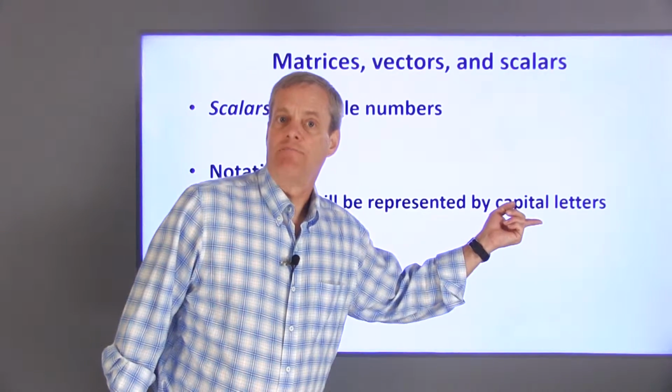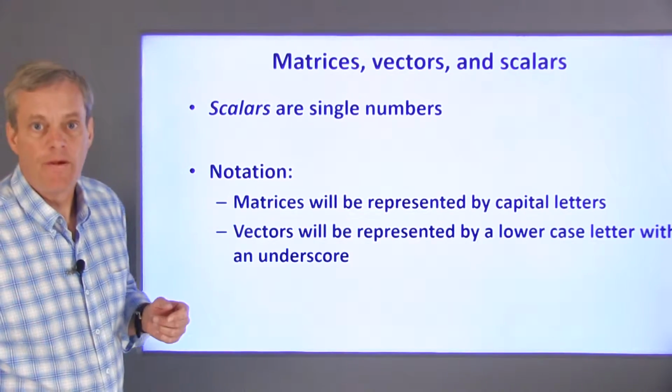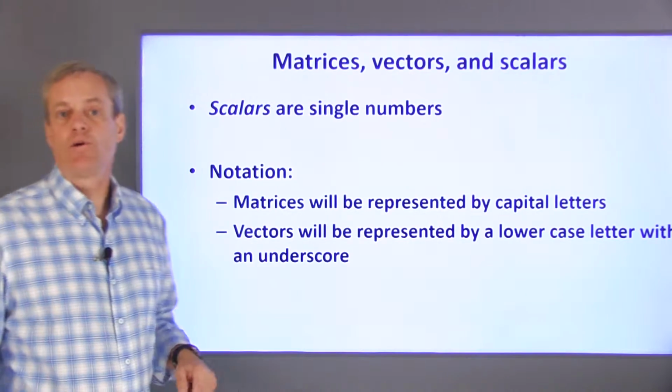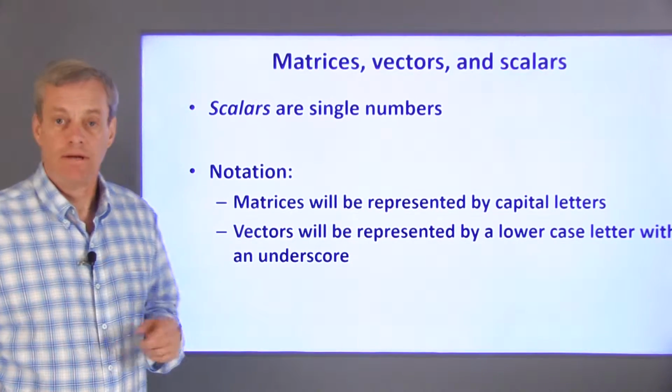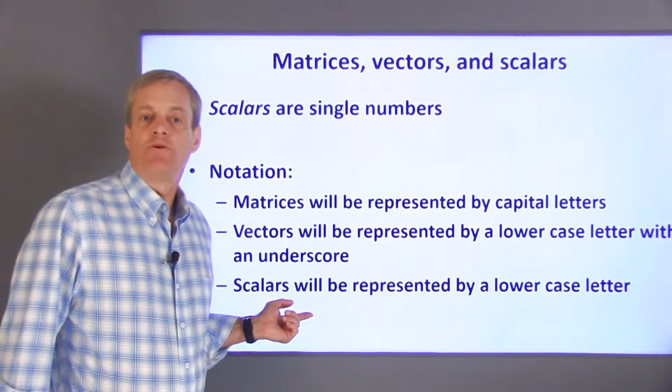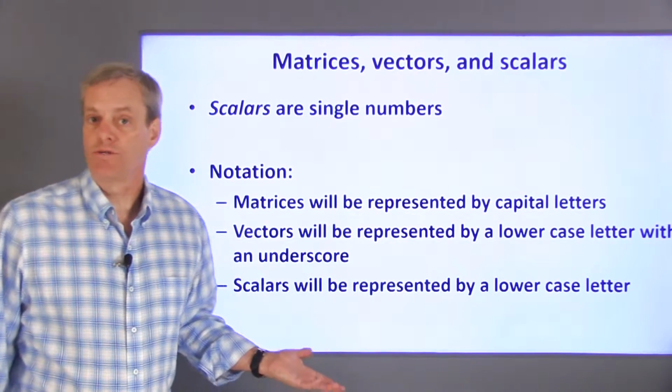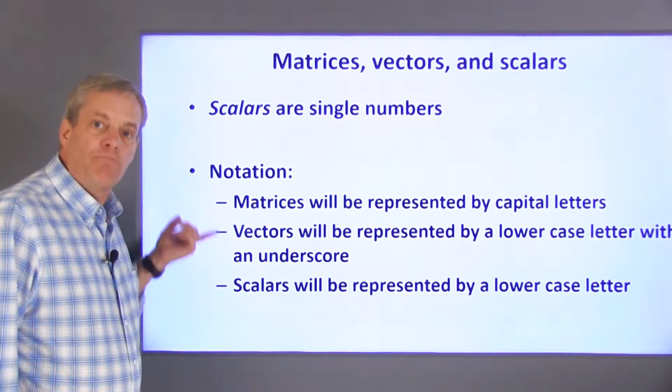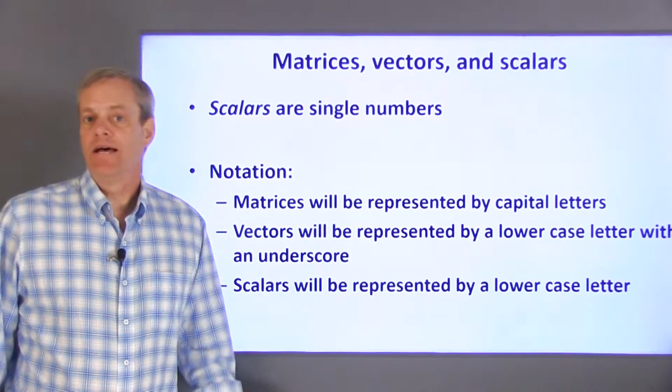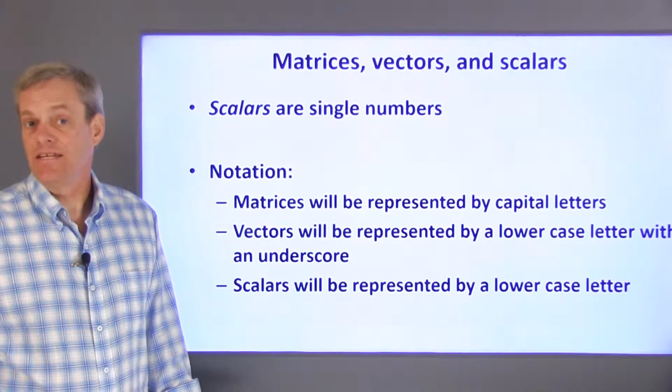To differentiate between matrices, vectors, and arrays in mathematical expressions, I'll use the following nomenclature. Matrices will be specified by uppercase letters. Vectors will be specified by a lowercase letter with an underscore. Scalars will just be represented by a lowercase letter with no underscore. This notation will be important because the operations being done and the properties of the matrices can depend on their sizes.